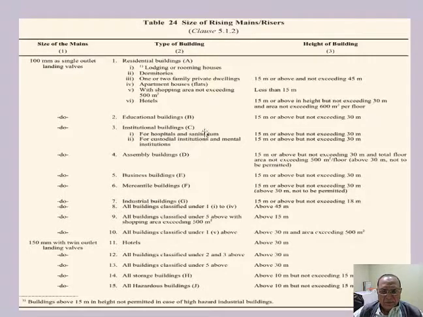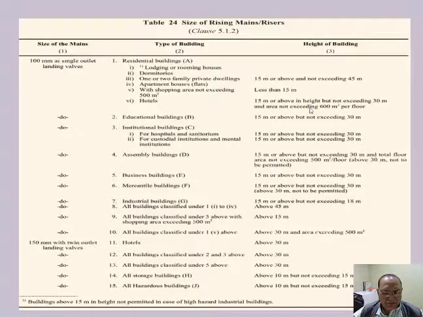And likewise, for the institutional buildings like hospital and the sanatoriums, custodial institutions and mental institutions, assembly buildings, these are also explained with respect to its height of the building. When we come to the business buildings, that is the Group E, the 100 mm dia will be limited to 15 meter to 30 meter high building. And likewise Group G and industrial building are explained.